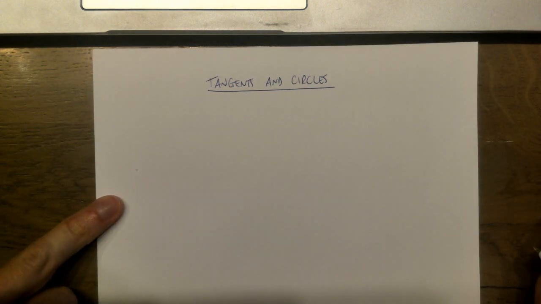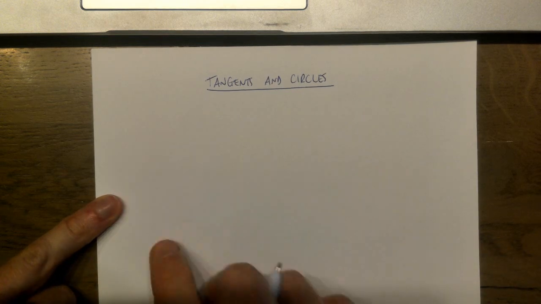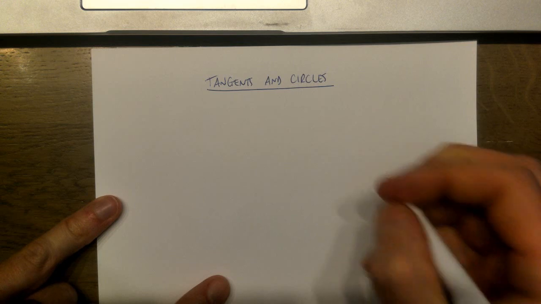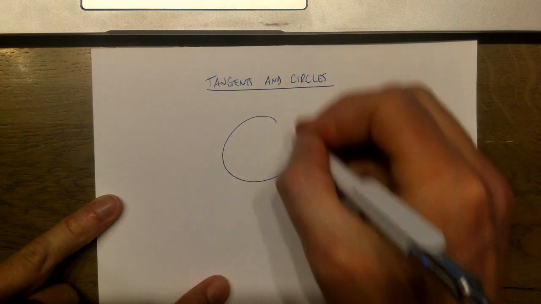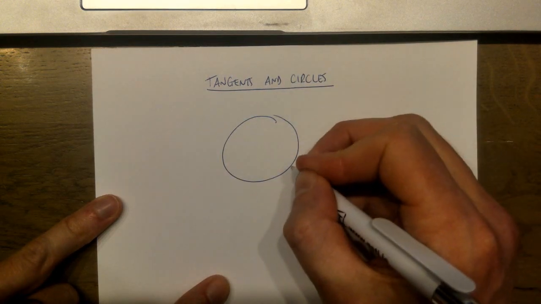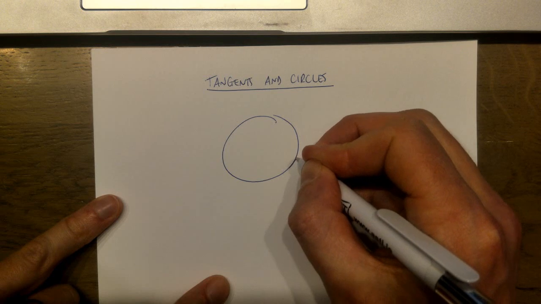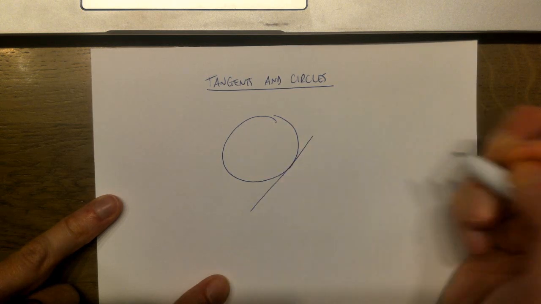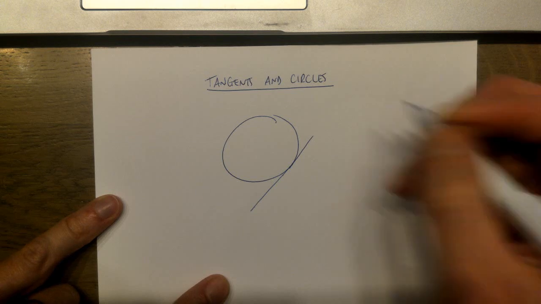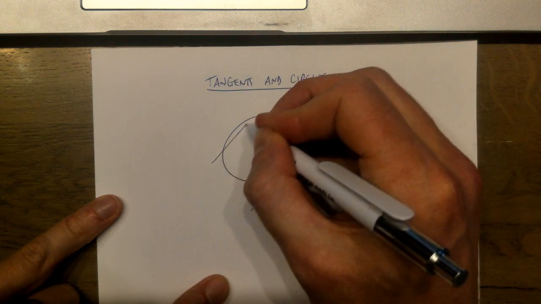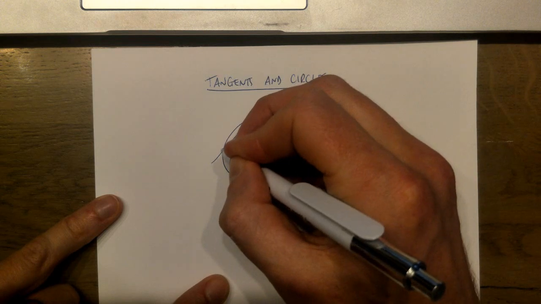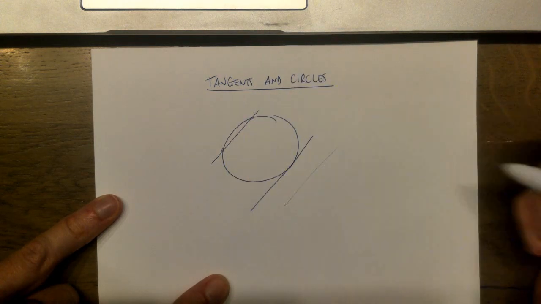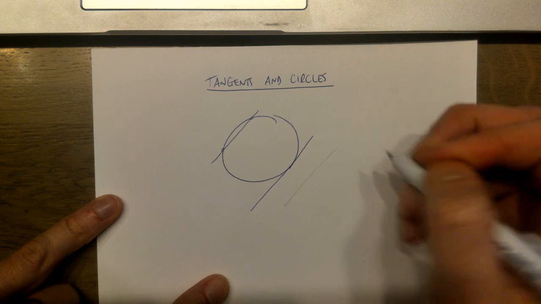Right, we're looking at circles again, and we're looking at the relationship with tangents to circles. So remember, a tangent to a circle is a line that just touches the circle at one point. So it just skims the circle like that. This, not a tangent, touches the circle at two points. This, not a tangent, nowhere near the circle. So a tangent just touches the circle at one point.